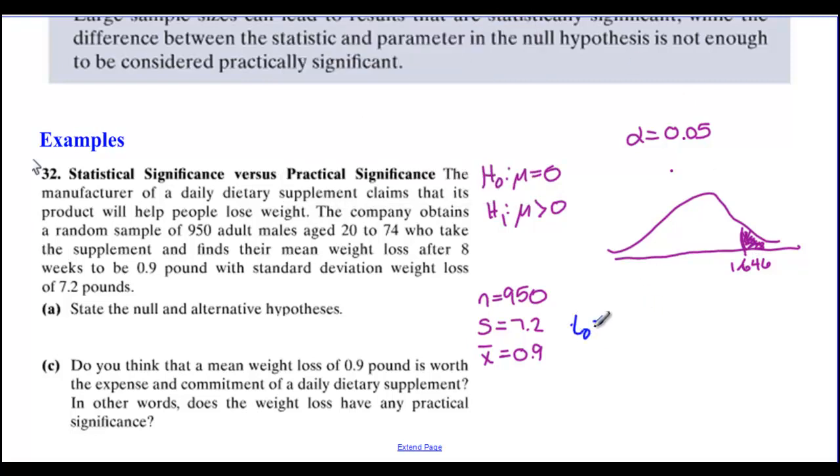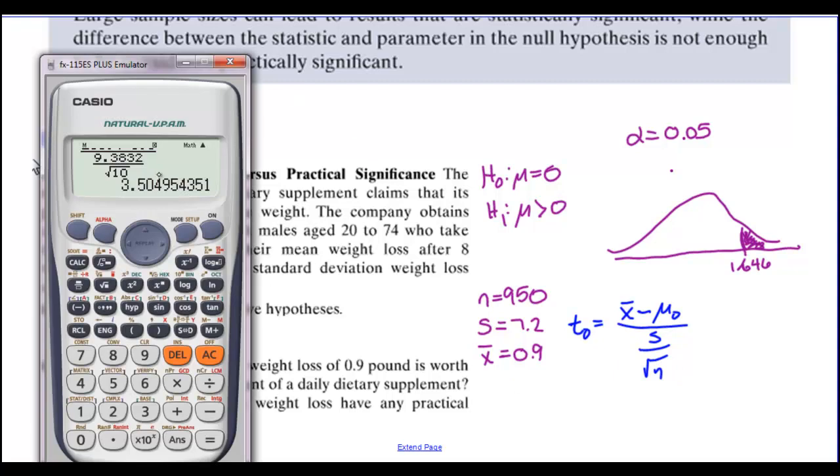So t naught equals x bar minus mu naught over s divided by the square root of n. So again, I'm just going to put that in the calculator right quick. So we've got x bar, which is that 0.9, minus mu naught, which is 0. So again, that's the number that's going to be in your hypotheses. And we're going to divide that by s, which is 7.2, over the square root of 950. And we're getting 3.853.